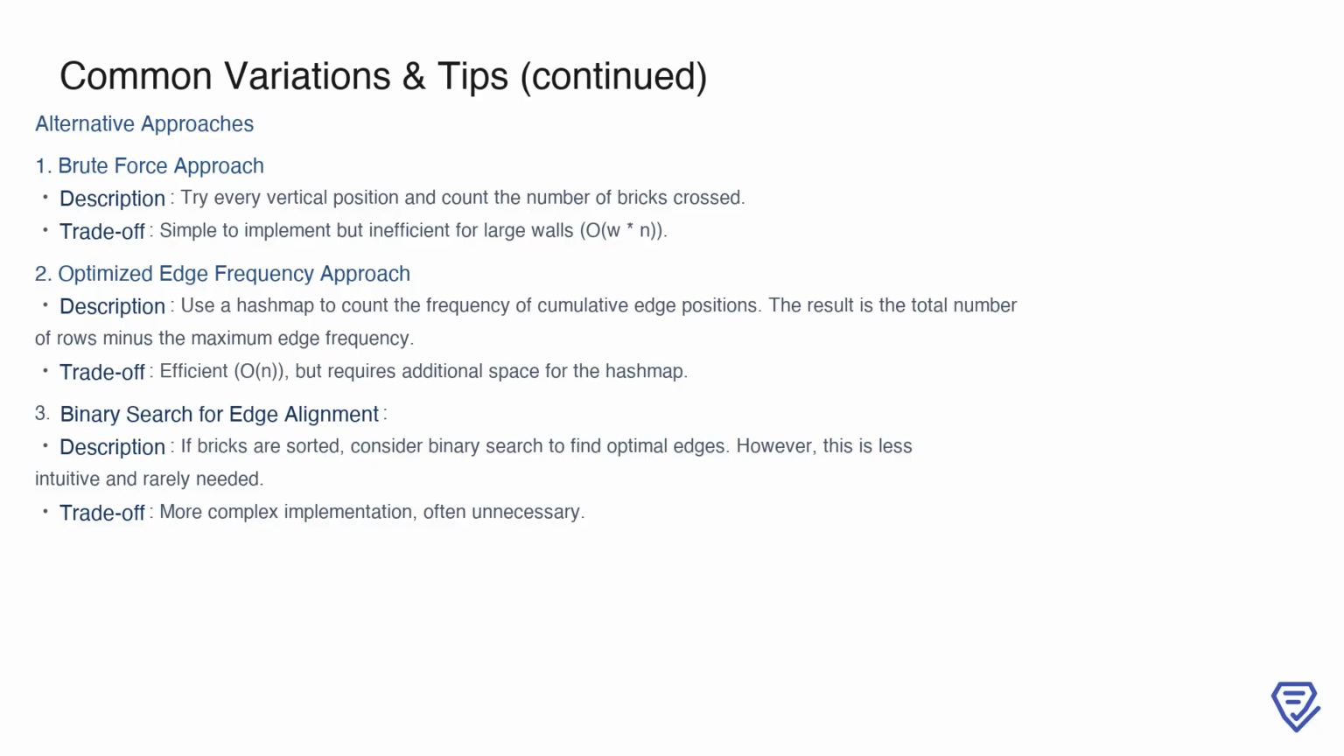Another less common approach involves using binary search for edge alignment, assuming that the bricks are sorted. While this can work, it's more complex to implement and rarely necessary in practice. Each method has its strengths and weaknesses, but the optimized edge frequency approach is generally the best balance of simplicity and efficiency for this problem.